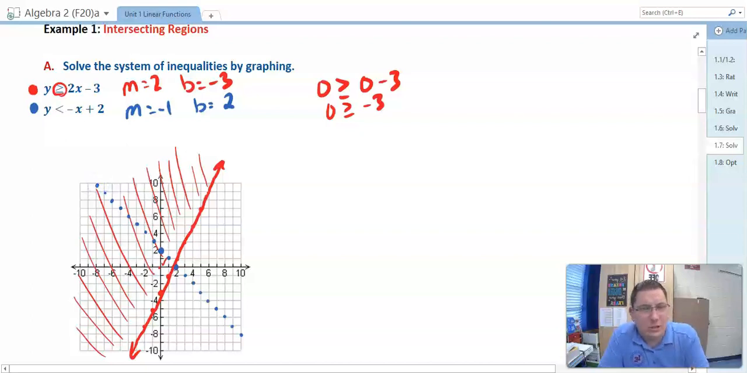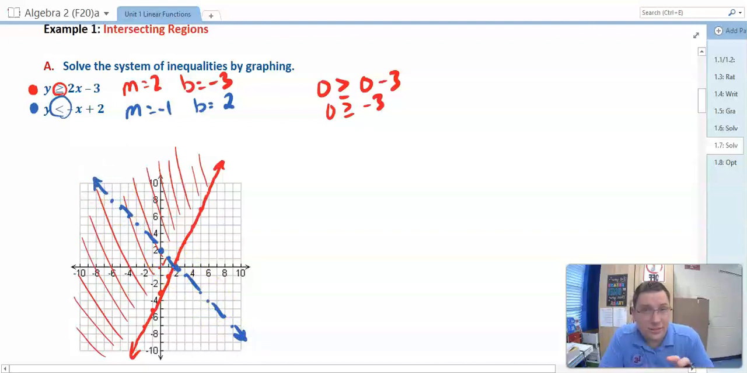Is this line going to be solid or dashed? Well, look at the inequality. It's not equal to, so it is dashed. And so my dashed line will come through like so. One thing to always remember, where they do cross, you want to make sure you can see where they cross.